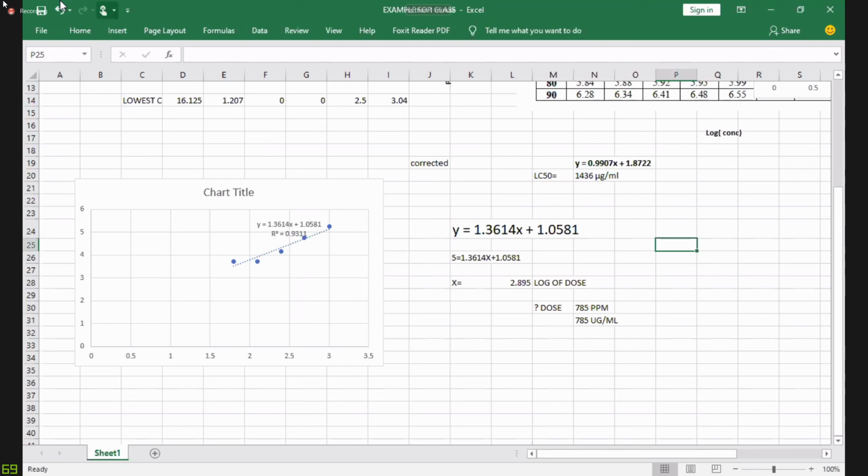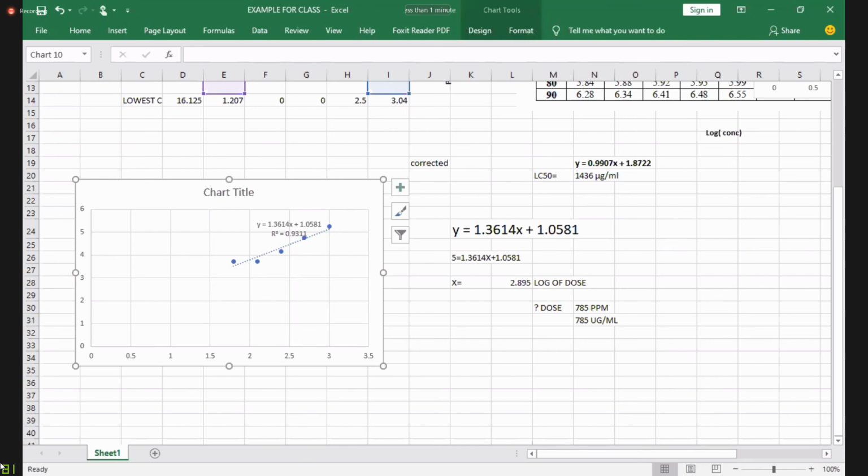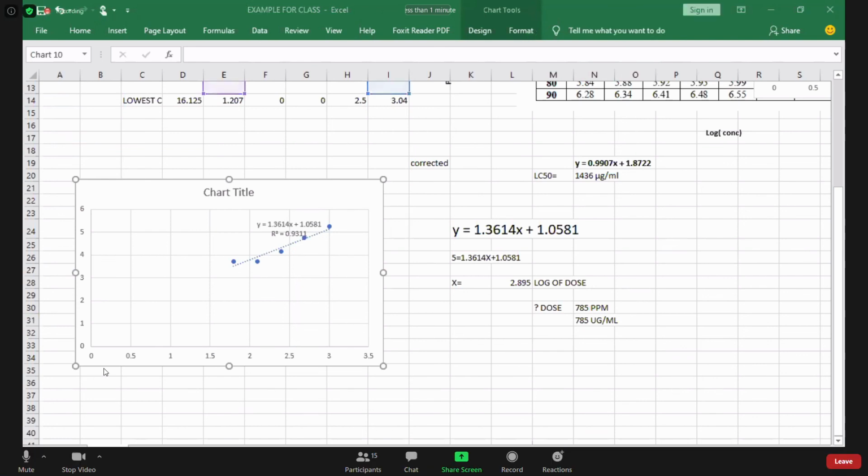Okay, can you still see me? Because less than 1 minute. Can you still see me? No? Is it clear? Or is it a bit too much? Is it clear?